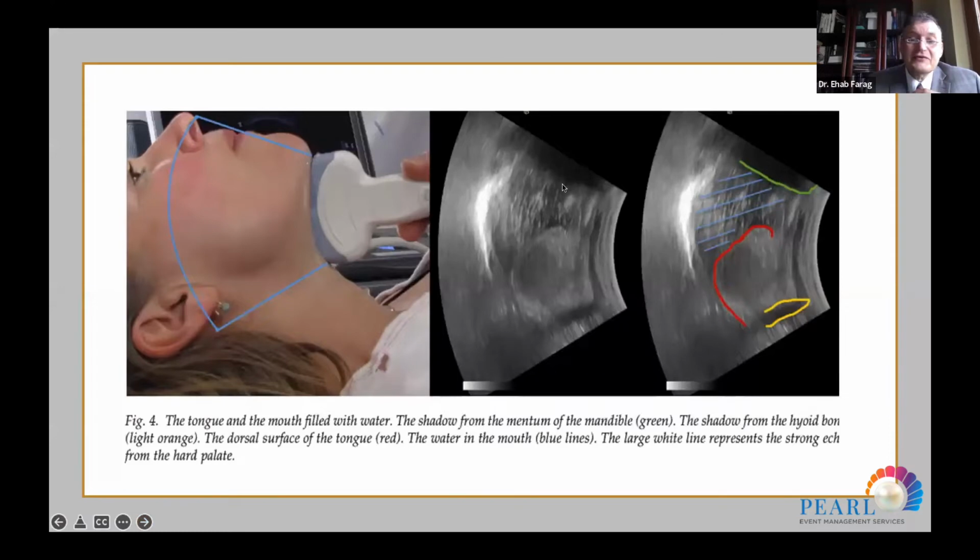How can we visualize that? As I said, let the patient swallow a little bit of water to increase the contrast, and we can see the hyoid bone here, and the mandible, and this is the water, and this is the tongue. And of course, this is the hard palate. The mandible is in green, and in yellow or orange is the hyoid bone, and it is like an inverted U-shaped structure.